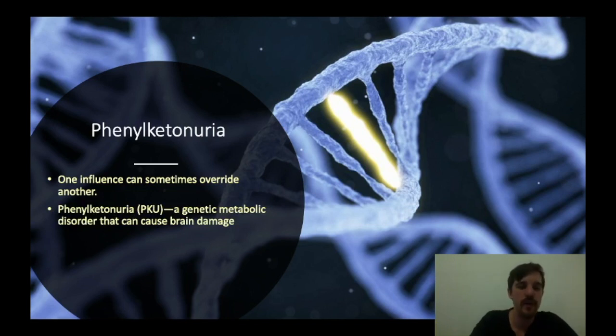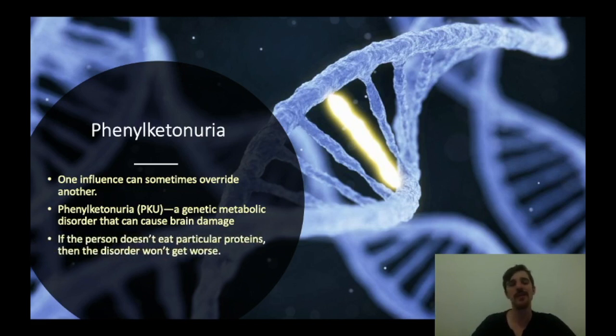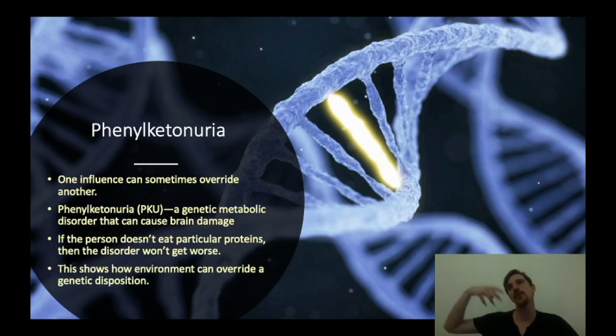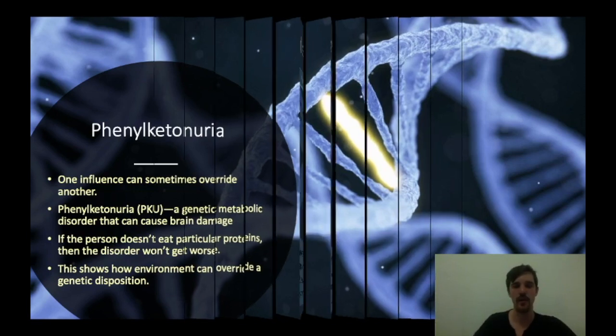So phenylketonuria, or PKU, is a genetic metabolic disorder that can cause brain damage. Quite interesting. If you just type that in, there's lots of interesting information about it. If the person doesn't eat particular proteins, though, the disorder doesn't get worse. So it shows that your environment can actually override your genetic predisposition. There are two things at play, and again, it just proves that who you become and how you turn out as a person is based on both nature and nurture.